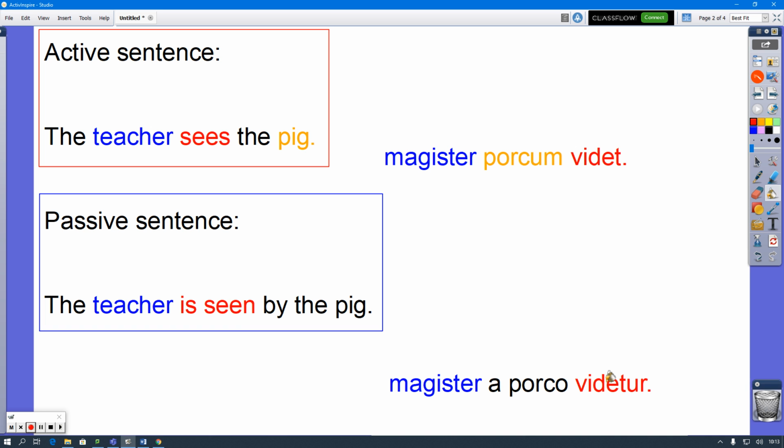It's worth noting at this point, and it is very important because we're going to see it later on, that we do have this word by. And by is a or ab in Latin. And that's going to be important. It's a good way of spotting whether a sentence is a passive sentence or not. Let's have a look at how you actually make a passive verb.